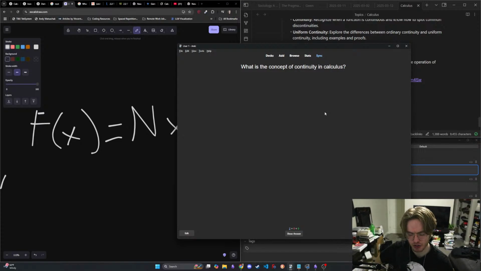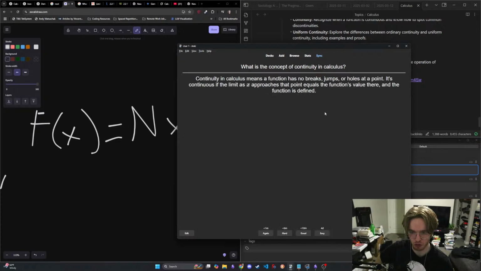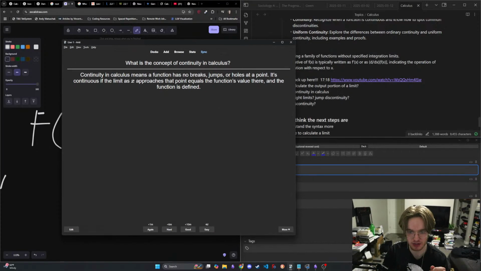What's the concept of continuity? This is unbroken outputs for a function. Breaks, jumps, or holes. That's the thing I'm looking for.